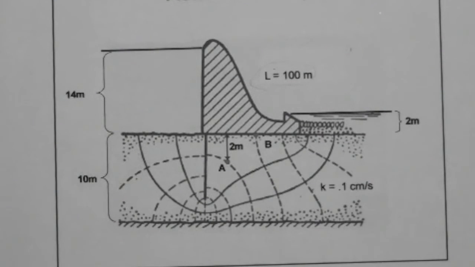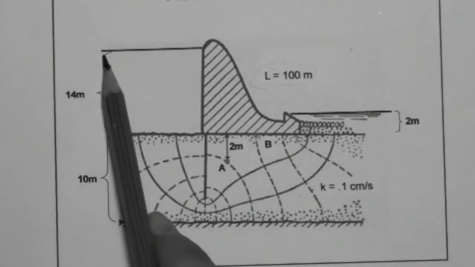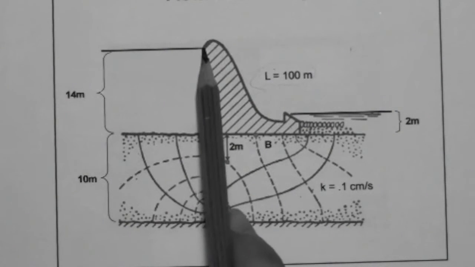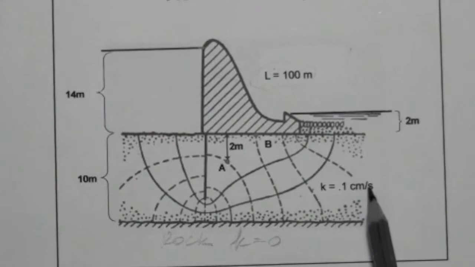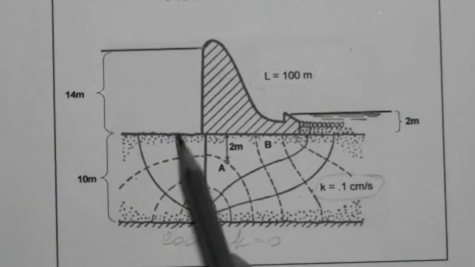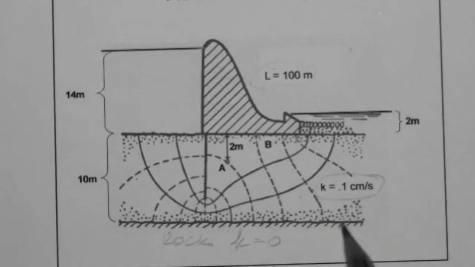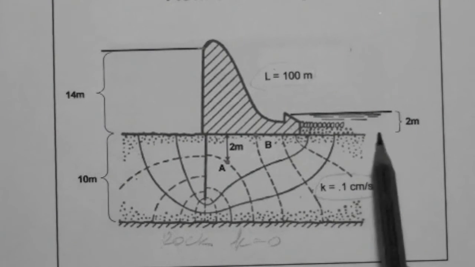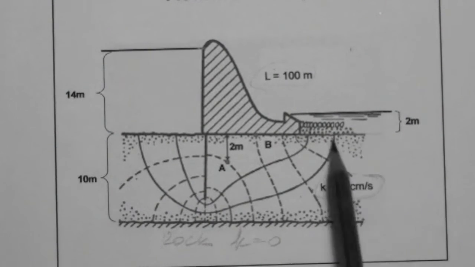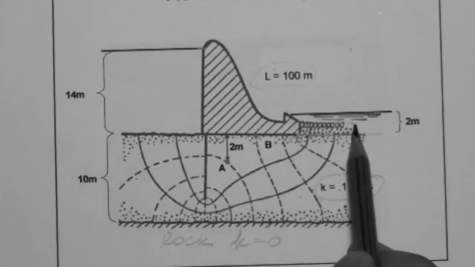So the dam height is 14 meters, that is the height of the water behind the dam. The rock is down here, and so that is impervious. We assume that K is 0. Here's the K for the soil. So there's a soil mass over which the dam lies. The downstream is 2 meters of water above the ground surface. I'll tell you what this is in a little bit.